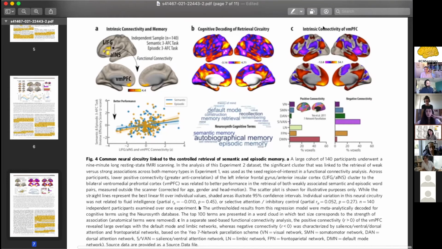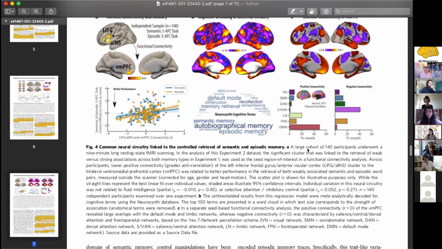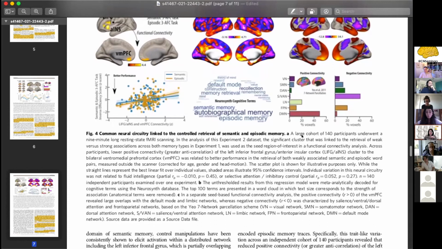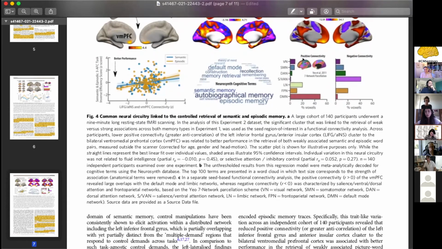Finally, they looked into the intrinsic connectivity of the ventromedial prefrontal cortex, and they saw that it positively connects with the default mode network, and then the salience ventral attentional network, the limbic network, and the frontoparietal network.